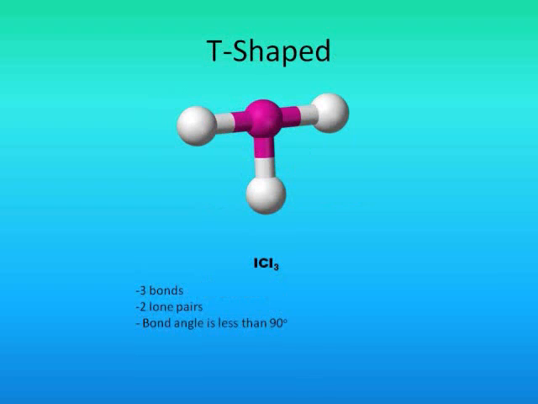Next is T-shaped molecules. This can be seen in iodine trichloride. It has 3 single bonds and 2 lone pairs. The 2 lone pairs still go around the center because it has 5 charge clouds. There's only 1 bond angle for this type of molecule, and it is less than 90 degrees.